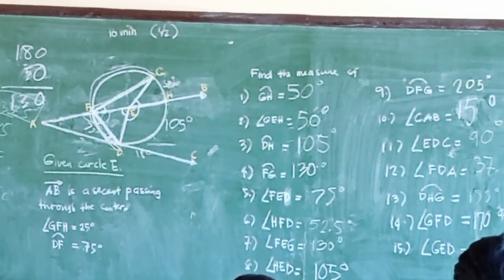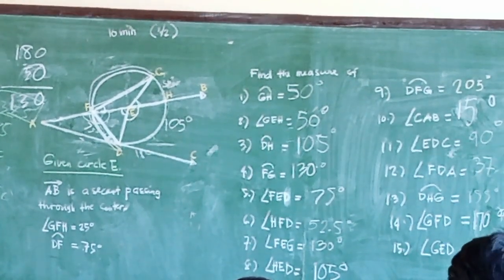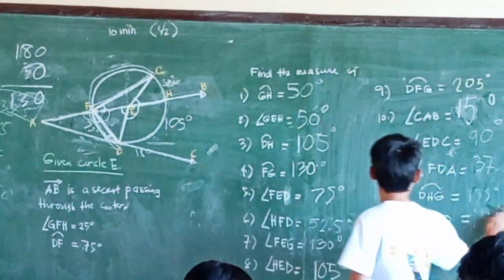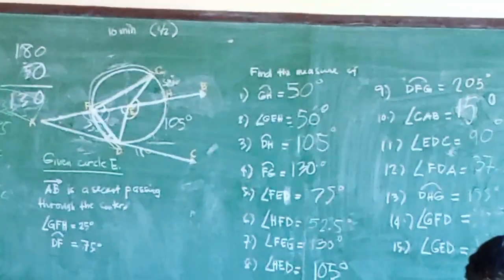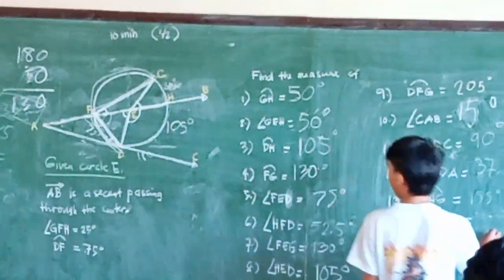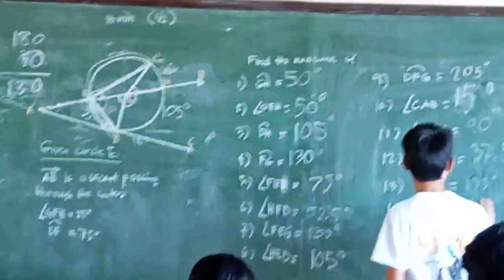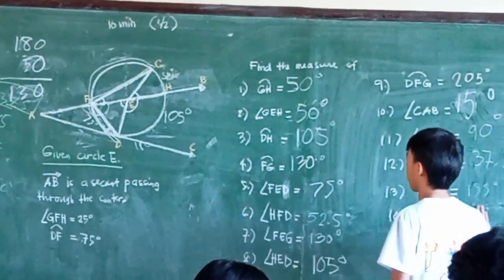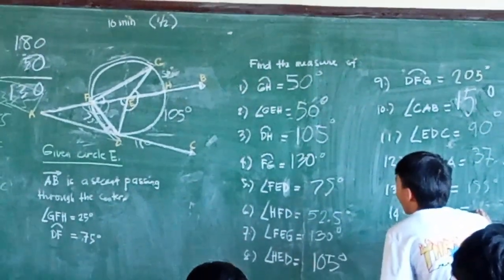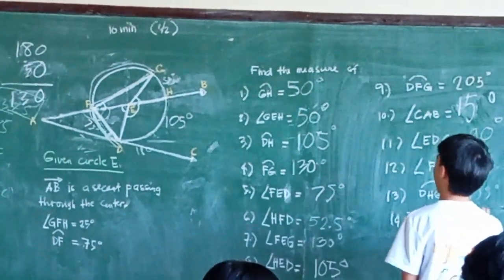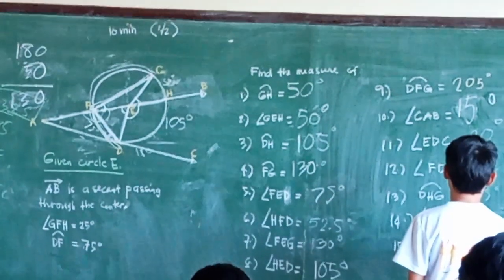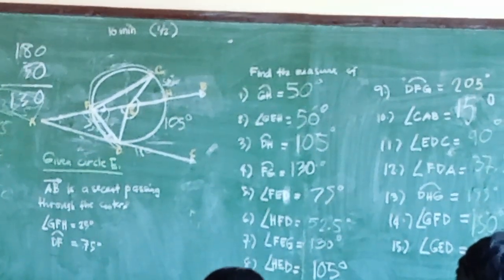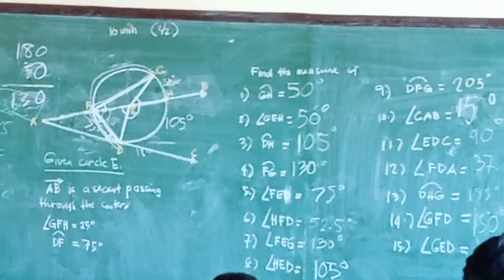What about you, John Smith? What is your answer for number 14? Your answer is 130, John Smith.